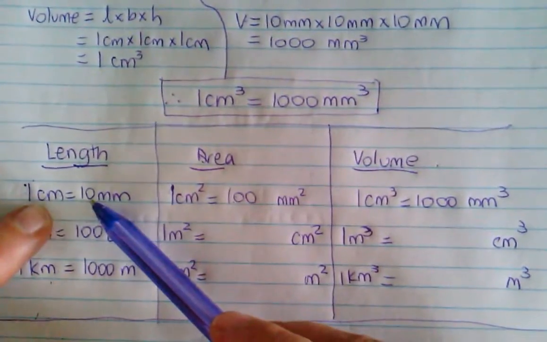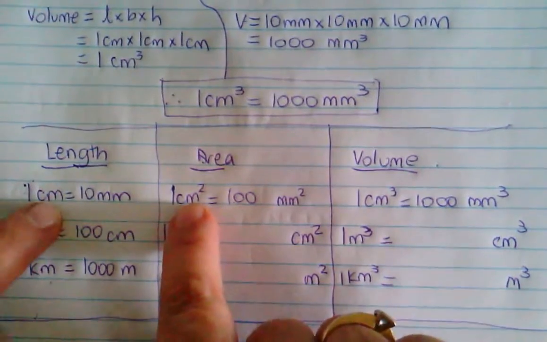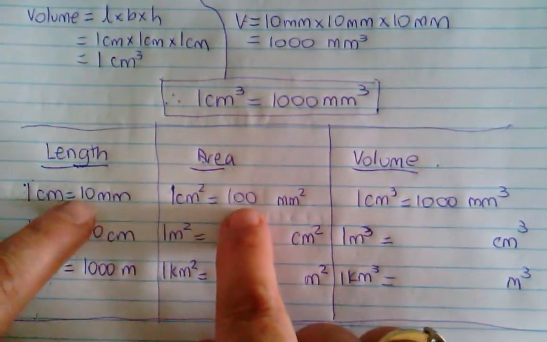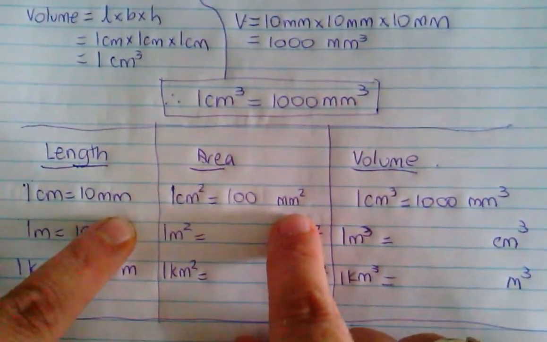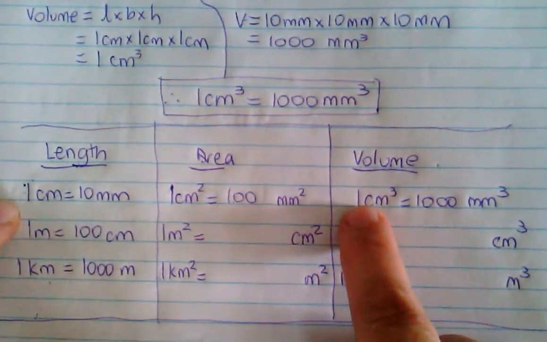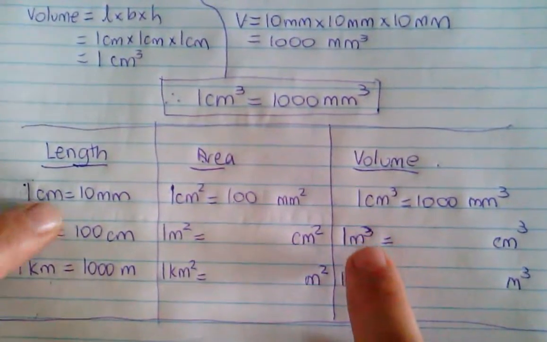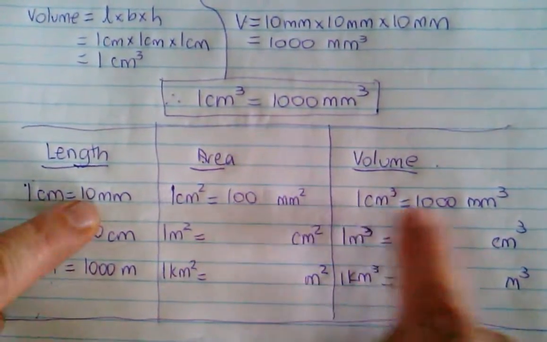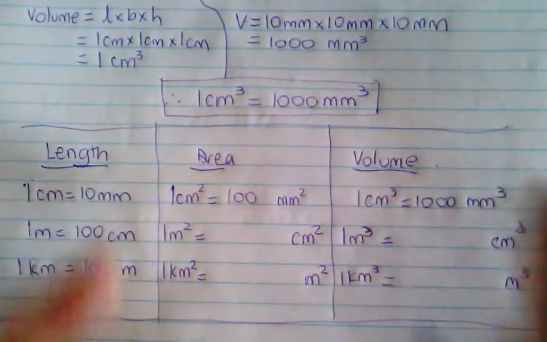So if you just learn the first one, when you're squaring everything: 1 squared is 1, centimetre squared is centimetre squared, 10 squared is 100, millimetre squared is millimetre squared. If you're doing volume, you're cubing everything from the original one. 1 cubed is 1. Centimetres cubed is centimetres cubed. 10 cubed is 1,000. Millimetres have been cubed as well.